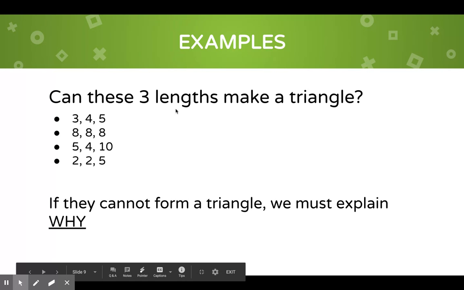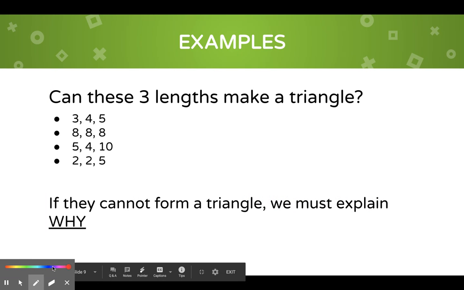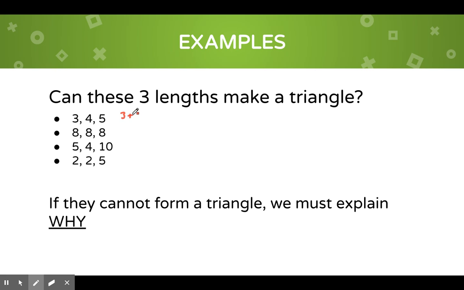Can these three lengths make up a triangle? Remember the hint we just got done saying: add the two smaller numbers and see if it's larger than the largest number. Here the two smaller numbers are 3 and 4. So 3 plus 4 is 7. 7 is definitely bigger than 5, so it works. It totally can make a triangle. 8 and 8. Well, there isn't really a larger or smaller side. So if we take 8 plus 8, we know that's 16, and 16 is definitely bigger than 8, which means yes, it can create a triangle.